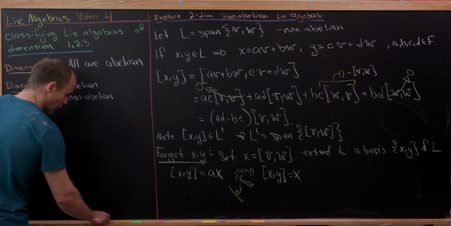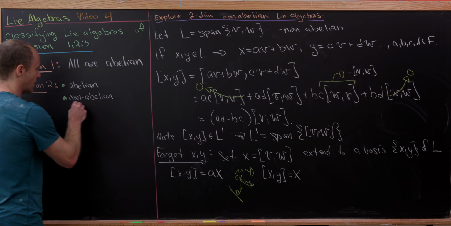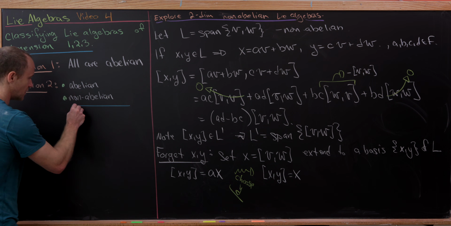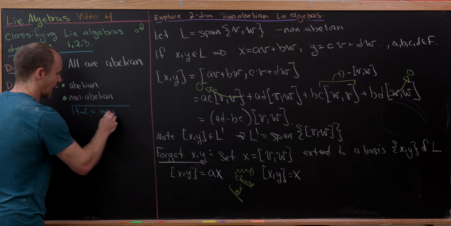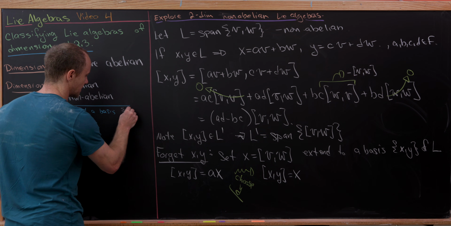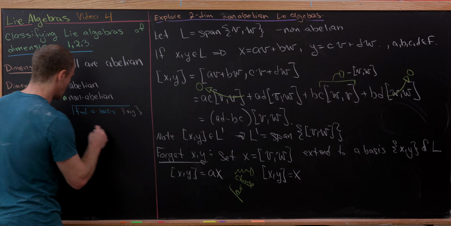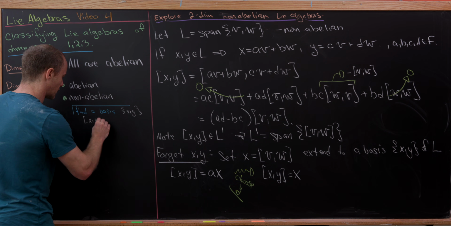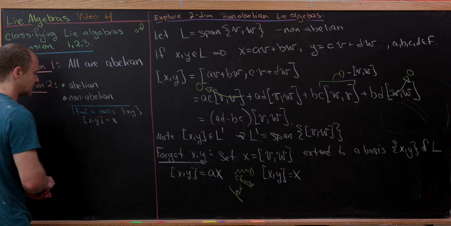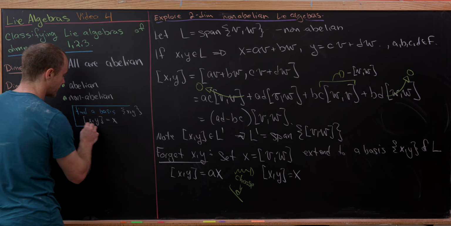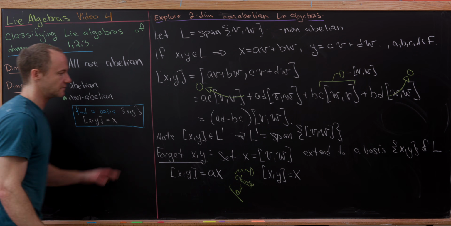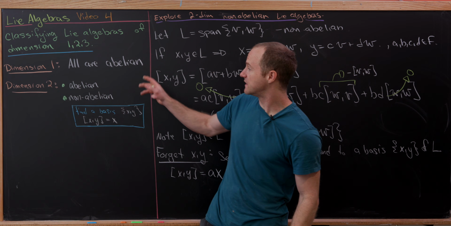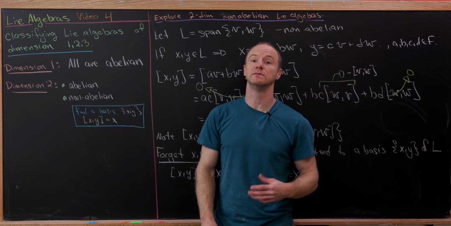So let's write that over here. So for non-abelian Lie algebras, we can find a basis, and I'll use the notation over here, X, Y, where bracket XY is equal to X. And that's possible for every non-abelian Lie algebra of dimension 2. Okay, so now that we've covered these two cases, let's move on to dimension 3.